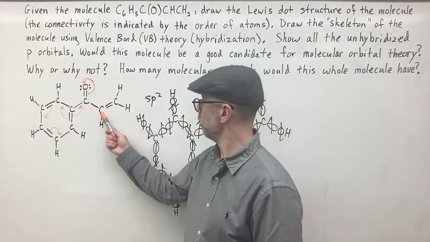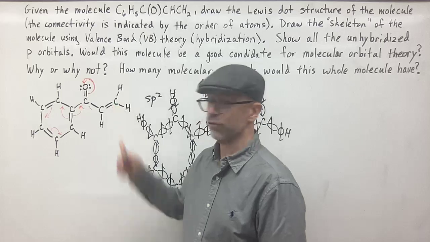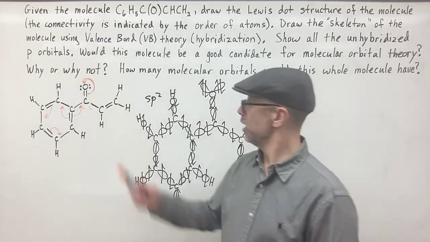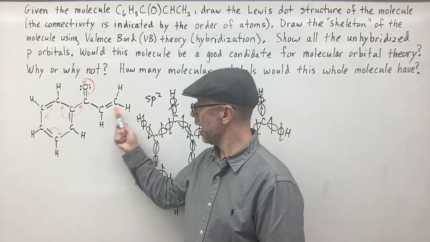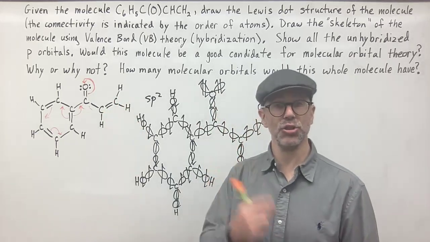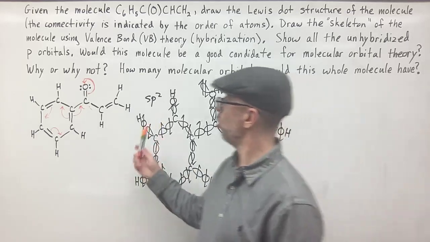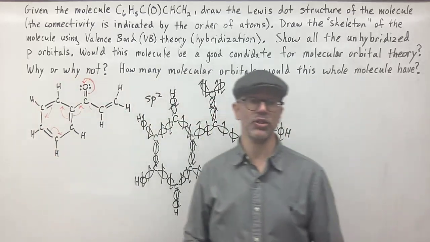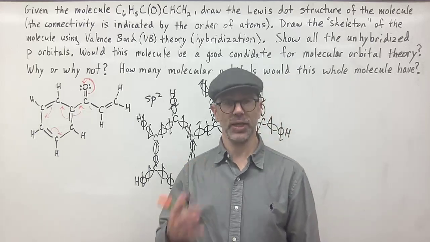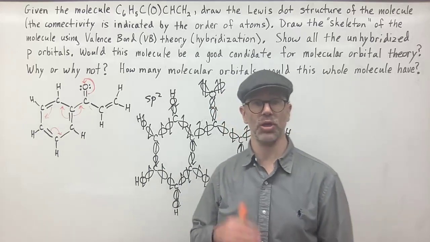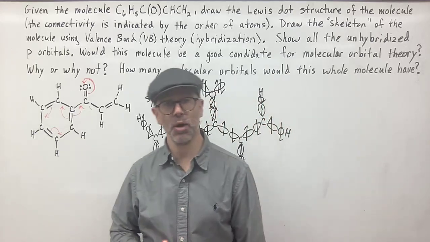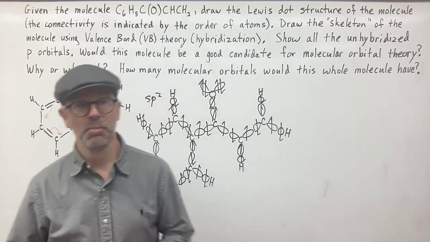And then we have a double bond here. That's going to involve two unhybridized p orbitals. So that's two atomic orbitals, so that's another two molecular orbitals. So 8 and 2 is 10. So the whole molecule is going to involve a total of 10 molecular orbitals because we have a total of 10 unhybridized p orbitals involved in pi bonding.